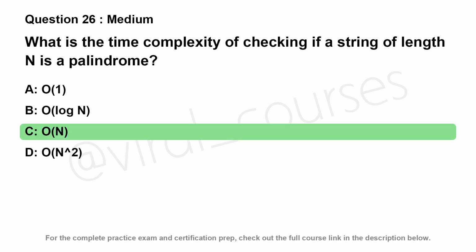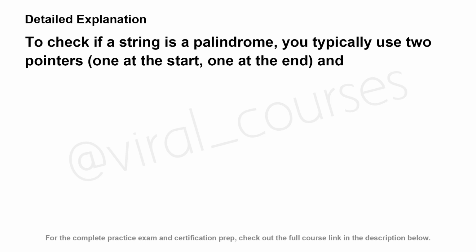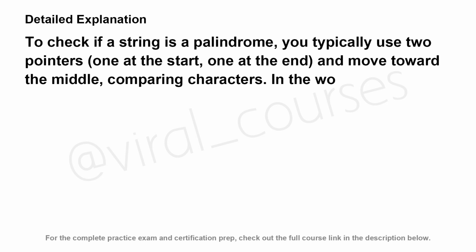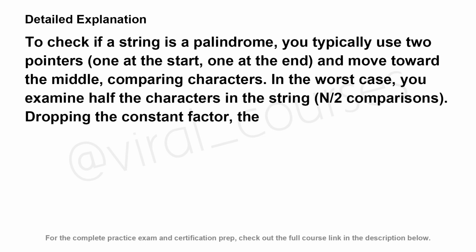The correct answer is C. To check if a string is a palindrome, you typically use two pointers, one at the start and one at the end, and move toward the middle, comparing characters. In the worst case, you examine half the characters in the string, n/2 comparisons. Dropping the constant factor, the time complexity is O(n).